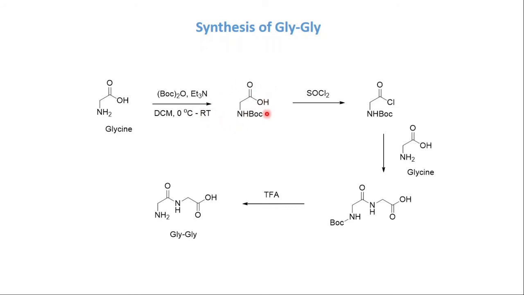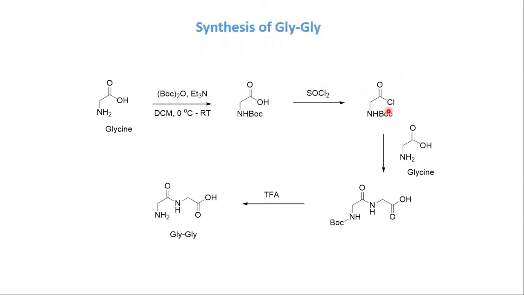You do the workup just by washing with a dilute solution of sodium bicarbonate, and you get this. Take this out and react it with thionyl chloride. You add thionyl chloride, you can take this in DCM or just like that also. You will get the acid chloride.